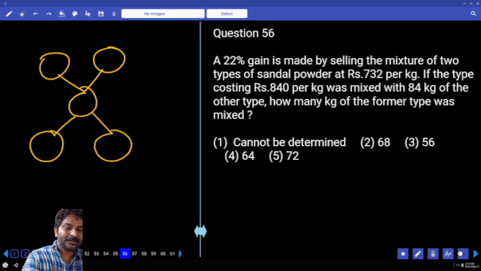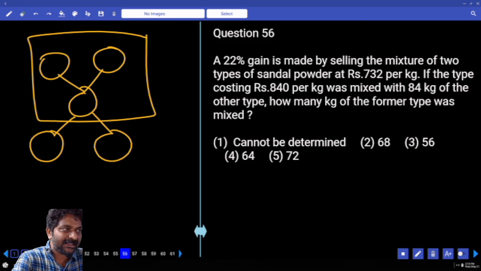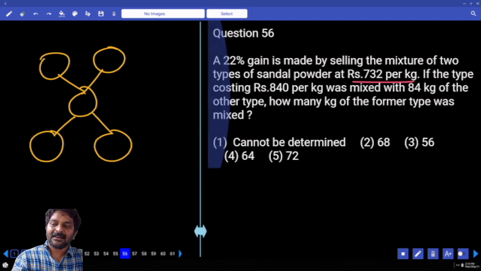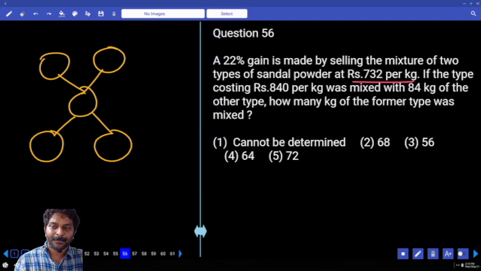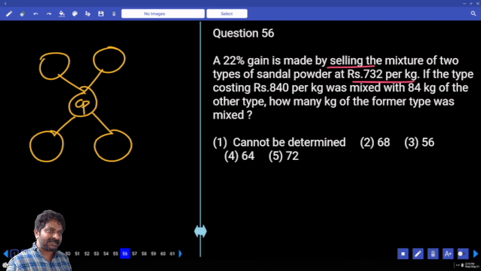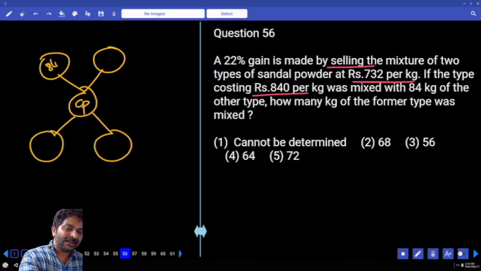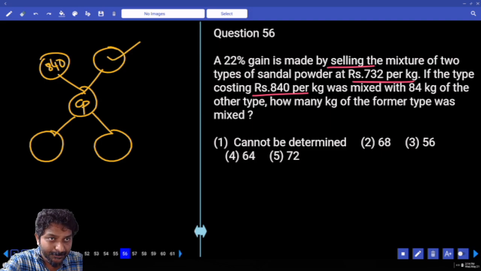Correct? So if you want to take cost prices for all these 3 values, you need to take cost prices. Mixture, this was selling price, right? By selling mixture at 732, there is a profit, they said. So we can definitely calculate how much cost price is there for mixture. Correct? First item price is 840. Do you know the cost price of the second item?